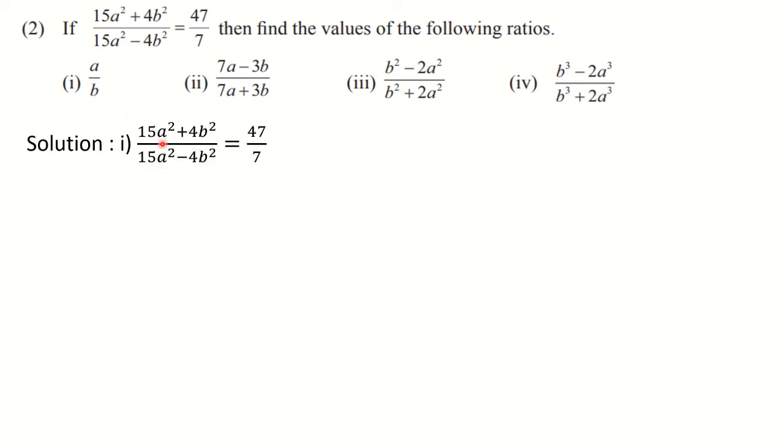This is given to us: 15a square plus 4b square upon 15a square minus 4b square is equal to 47 upon 7. Now focus on the target that we want to find out, a upon b. That means we don't want b in the numerator and we don't want a in the denominator. So we have to use the properties which we know: invertendo, alternando, componendo, dividendo and componendo dividendo.